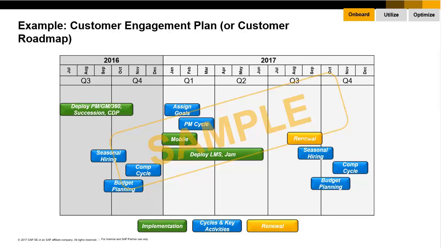The customer may also have an internal version of this that they want to reference. If that's the case, it's important to just make sure the critical proactive items like releases are also documented as part of that for planning purposes.